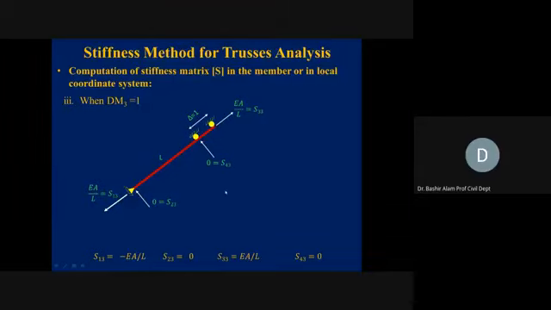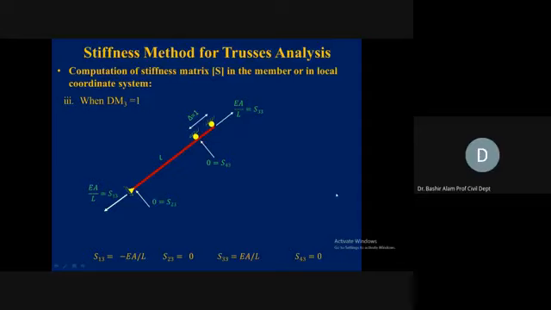Now, when we put this in matrix form, it should be with appropriate signs also. Here, S13, if we look at it, is opposite to the direction of DM1. So this will become negative, minus EA over L. S23 is 0. S33 is plus EA over L. Why? Because this is in the direction of DM3. And S43 is equal to 0.